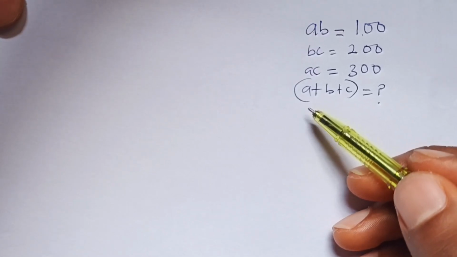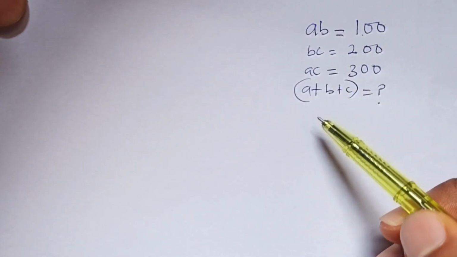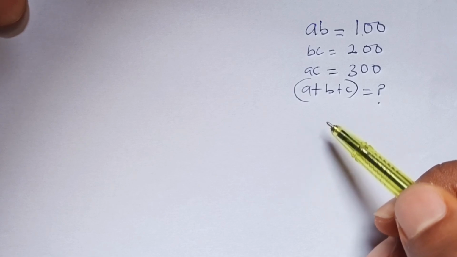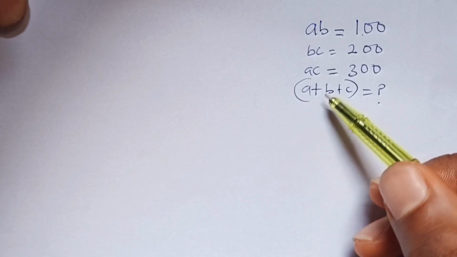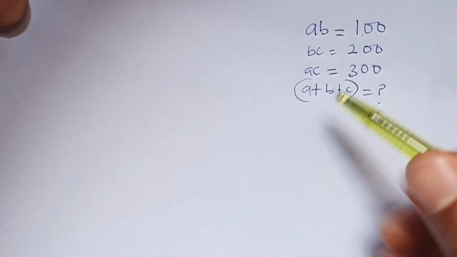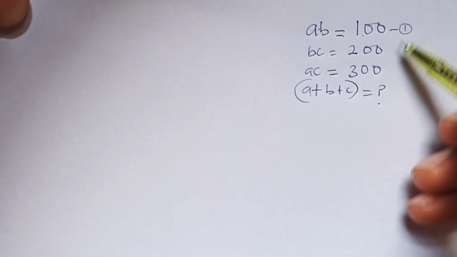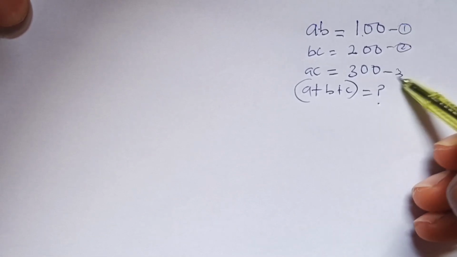Let's solve this together. It says if AB is equal to 100, BC is equal to 200, AC is equal to 300, you should find A plus B plus C. How do we do this? Now the first thing to do is that we can take these equations: equation 1, equation 2, equation 3.